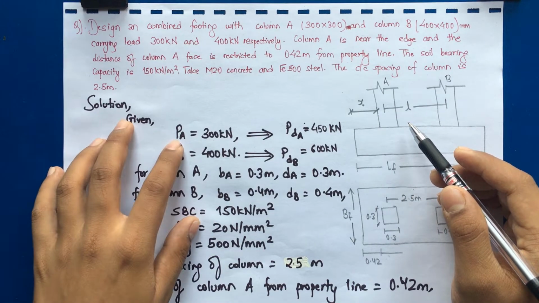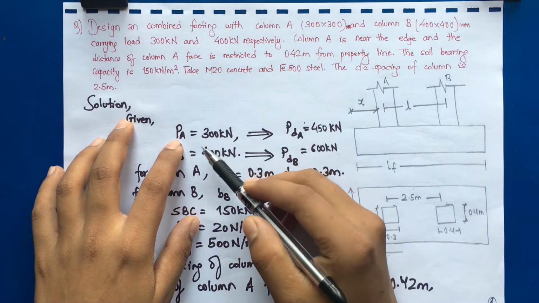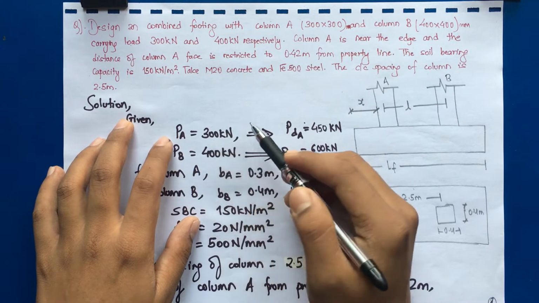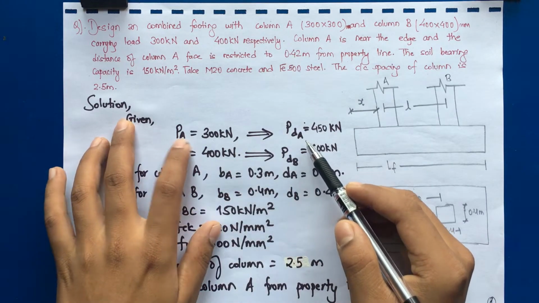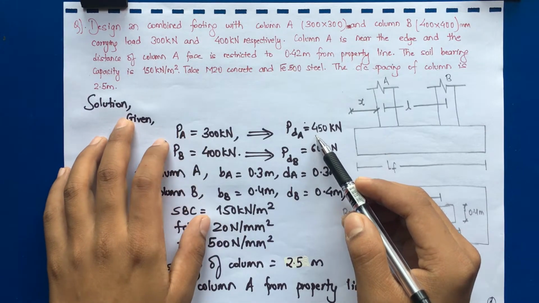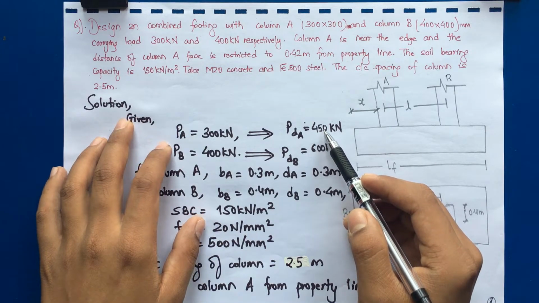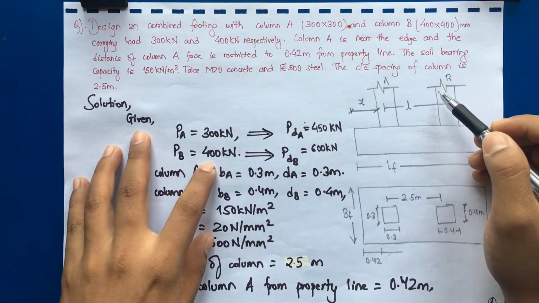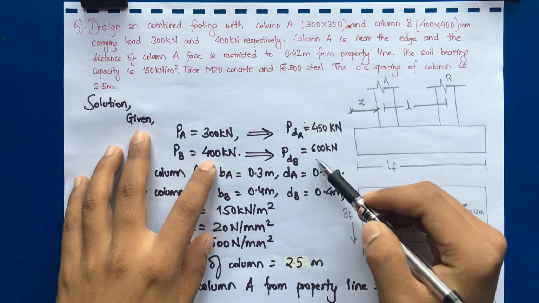The given terms are PA, that is the load on column A. This is 300 kilonewton, and the design load will be 1.5 times the service load, so this is 450 kilonewton. Similarly, PB is 400 kilonewton, and the design load is 600 kilonewton.